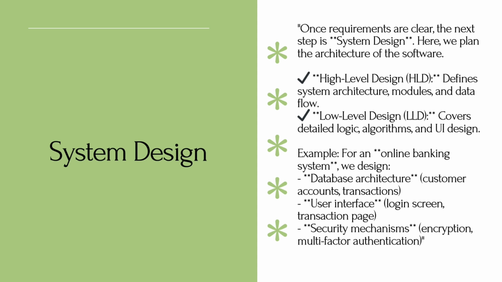The second phase is system design. Once requirements are clear, the next step is system design. Here we plan the architecture of the software. High-level design defines system architecture, modules, and data flow. Low-level design covers detailed logic, algorithms, and UI design.